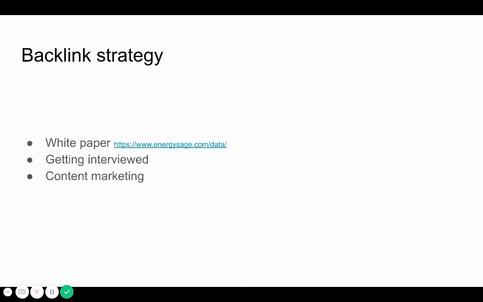backlinks from media, from publishers, they usually point to the white paper, the report they produce, because reporters and journalists want to point to a credible source. So getting that, and also getting interviews, is a very good way to get backlinks, because it doesn't just give you a backlink, it gets you media coverage.